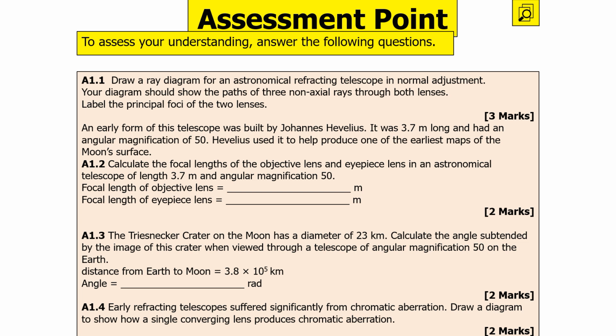Calculate the focal length of the objective lens and the eyepiece lens in an astronomical telescope of length 3.7 meters and an angular magnification of 50. Then the Triesnecker crater on the moon has a diameter of 23 kilometers. Calculate the angle subtended by the image of this crater when viewed through a telescope of angular magnification 50 on the Earth. Then early refracting telescopes suffered significantly from chromatic aberration. Draw a diagram to show how a single convergent lens produces chromatic aberration. So pause the video now, then unpause the video when you want to go through your answer.